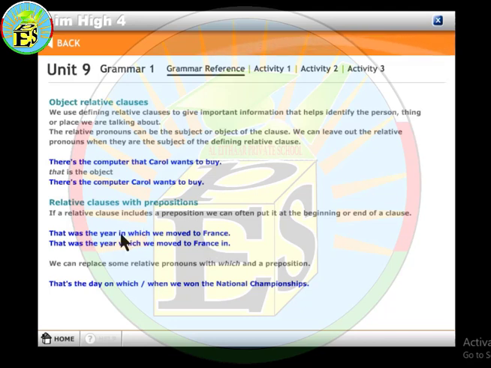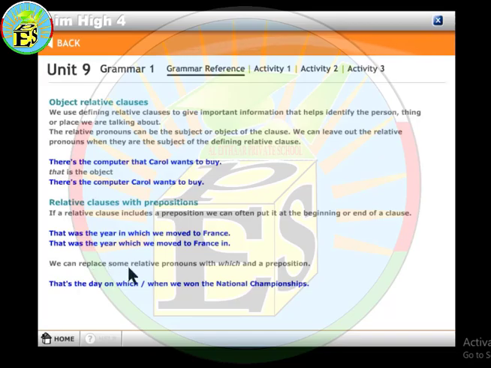Look at the preposition in the first one. Here, in which, at the beginning of the clause; which we moved to France, this is the clause. At the beginning, before writing this clause, we write the preposition. Or like this example: that was the year which we moved to France in. Look at in at the end of the clause. After we finish the clause, we put in. Both ways are correct.